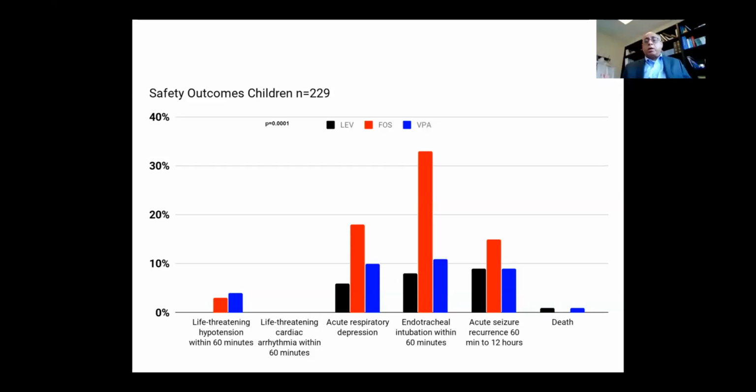However, very surprisingly also, endotracheal intubation within 60 minutes was much more common in children treated with fosphenytoin, but not levetiracetam or valproic acid. This was 3 times as much as the other two drugs. The reason for this is poorly understood because fosphenytoin is not known to cause respiratory depression, and it did not do so in our trial. Also, other trials have not found similar adverse events with fosphenytoin. Other adverse events were similar for all three drugs in children.